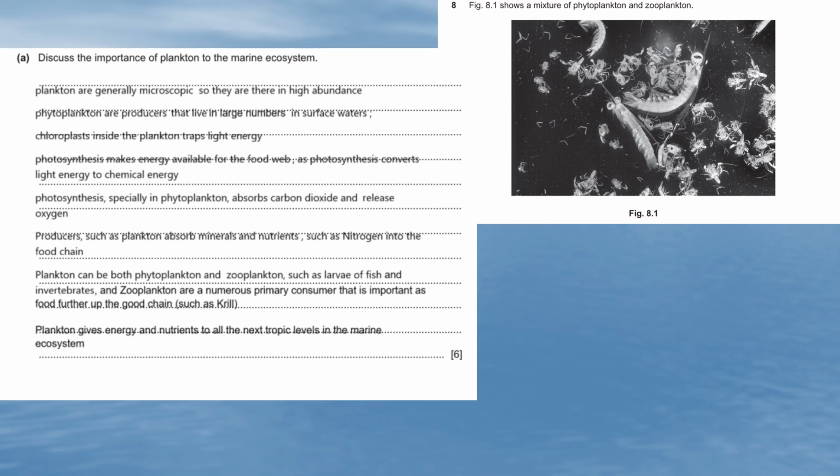Now, plankton can be both phytoplankton and zooplankton. Zooplankton, such as larvae of fish and invertebrates, are a very numerous primary consumer that is important as food further up the food chain, for example, the krill we see in the Arctic Ocean. And plankton thereby gives nutrients to all the next trophic levels in the marine ecosystem. Now that should hopefully cover all 6 points.